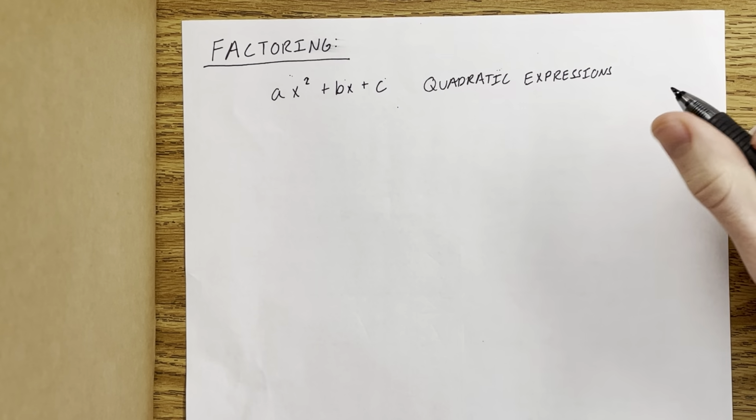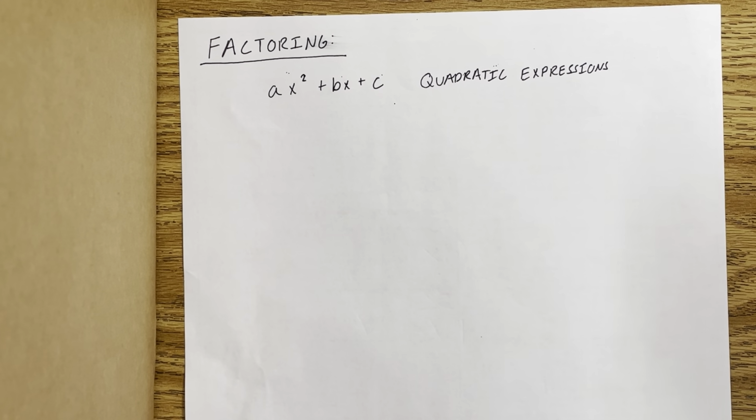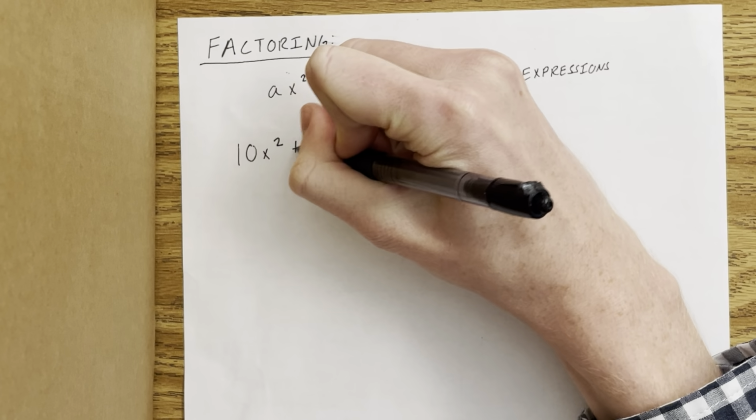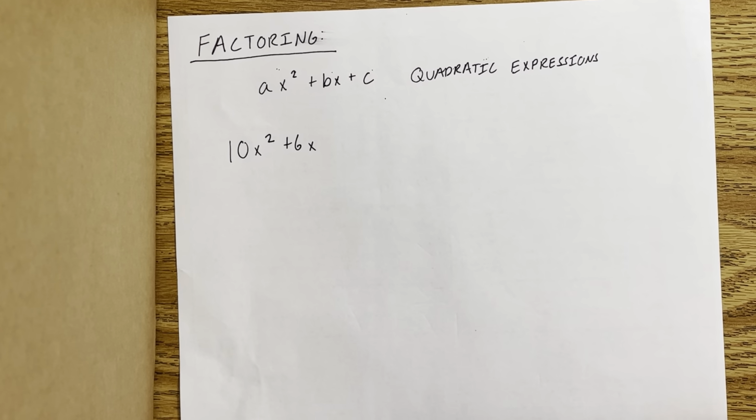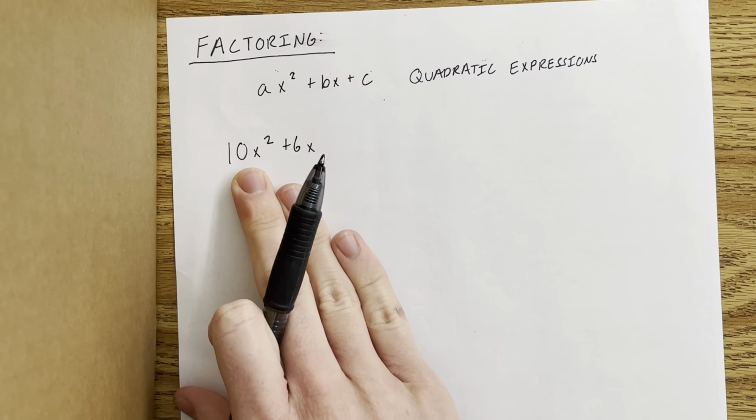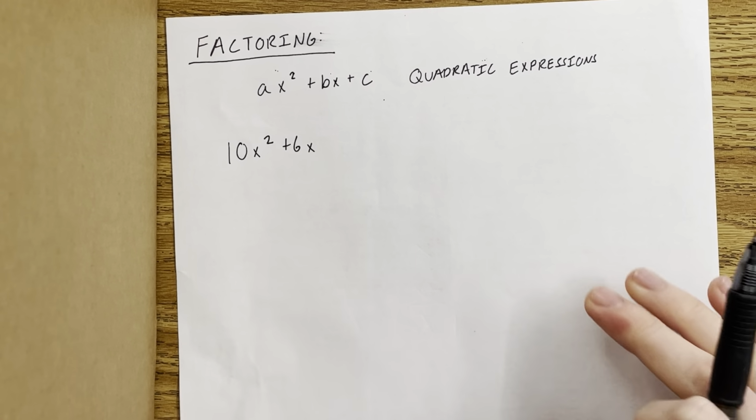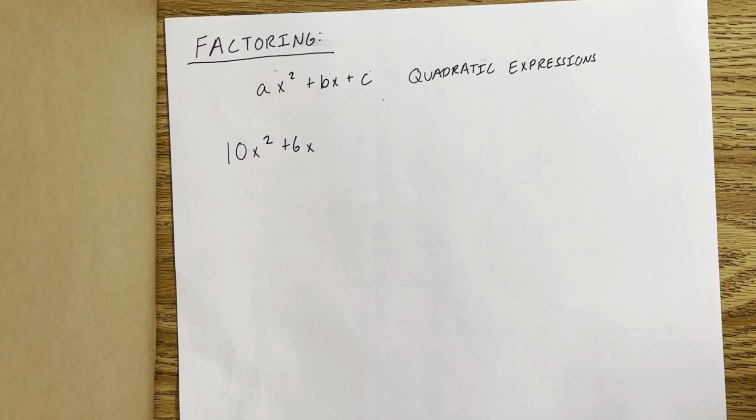So the first step is to find the greatest common factor, the GCF as we abbreviate it. I'll show you guys an example. 10x squared plus 6x. We need to factor out the greatest common factor of these two. So we need to ask ourselves, what goes into 10x squared that also goes into 6x? What we're going to be doing here is the opposite of the distributive property.